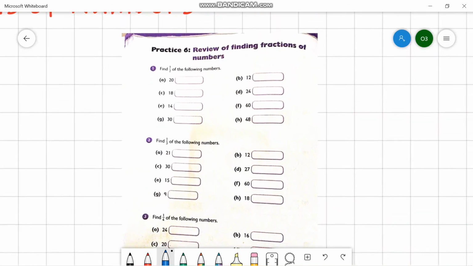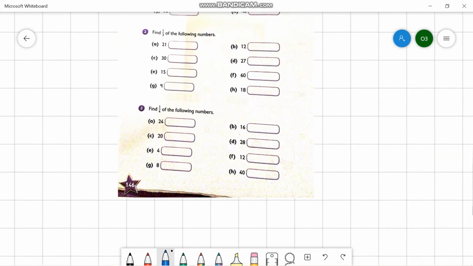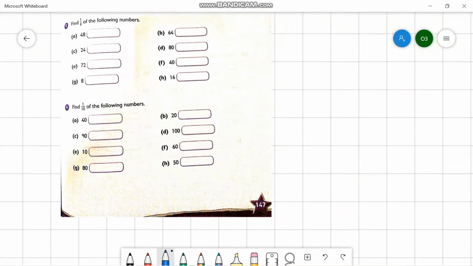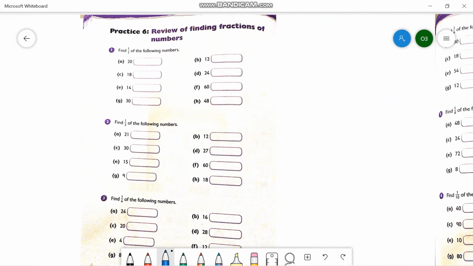Alright, now let's go to practice exercises in your workbooks. Okay, so this is page 146 up to page 148. Let's begin with question number 1. Find 1/2 of the following numbers. So 1/2 means you're going to get the half of these numbers. 20, what is the half of 20? 18, 14, 30, 12, 24, 60, 48. Or in other words, you have to divide these numbers by 2. 20 divided by 2, 12 divided by 2, 18 divided by 2, and so forth.